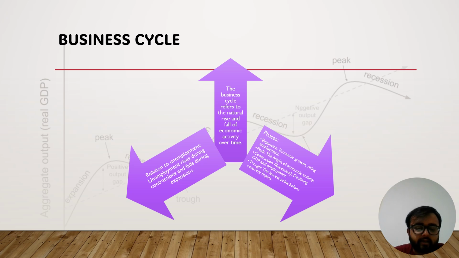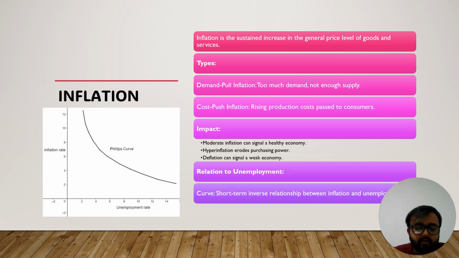How is it related to unemployment? Unemployment rises during contraction and falls during expansions. So now we are moving on to the last but not the least concept of this economy, that is inflation. So what is inflation? Inflation is the sustained increase in the general price level of goods and services. There are two types of inflation.